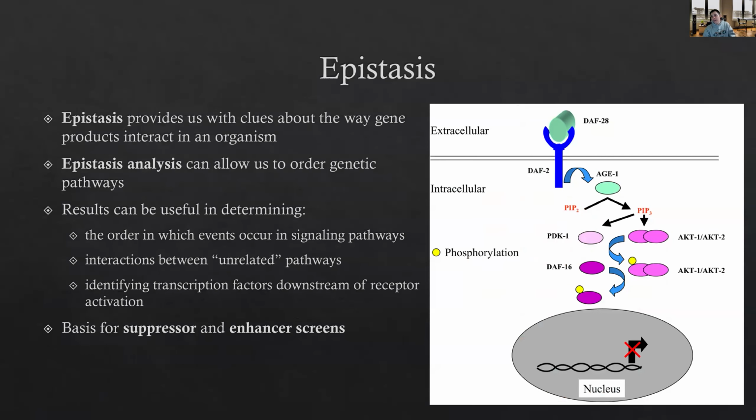So here's an example. This is going to come out of an organism called Caenorhabditis elegans, which is a nematode. It's a very commonly used genetic model organism, and one of the reasons why we use this organism is it has a fully sequenced genome. It's very easy to do matings with, easy to handle, short generation time. There's a lot of great things about C. elegans. I used them in my graduate work and postgraduate work, which is why they're near and dear to my heart. But what epistasis analysis does is it can allow us to order genetic pathways.